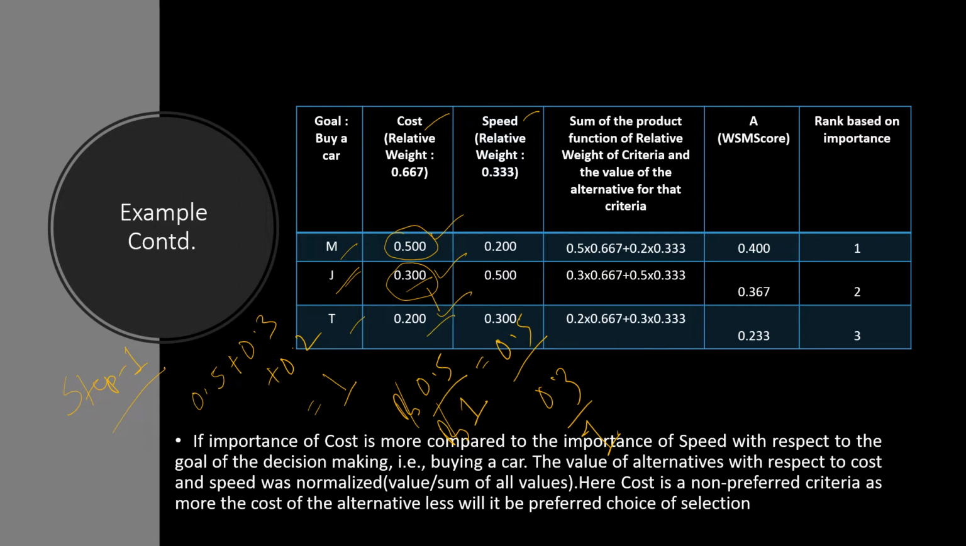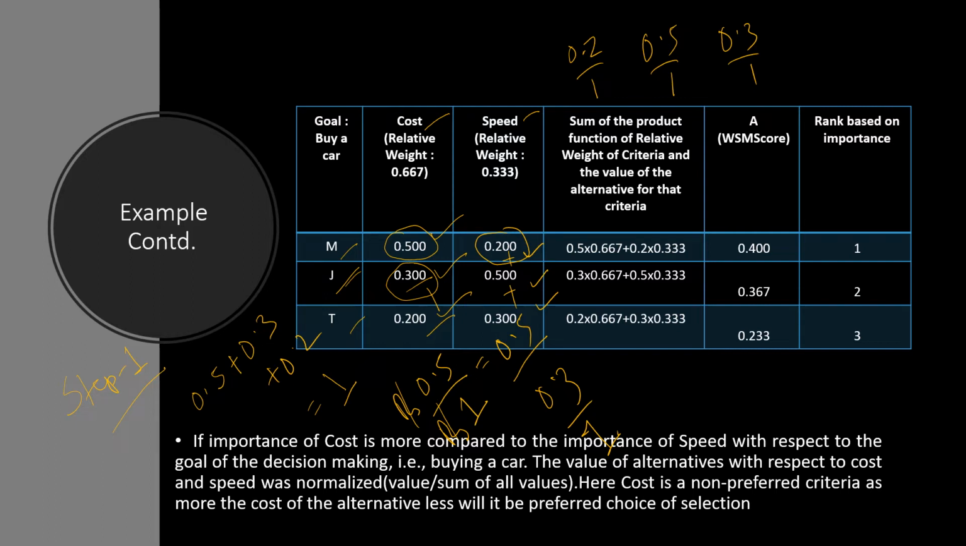And again, in case of speed, we have added these values and then divided each of the individual values by the summation. The summation of these three is again 1, and when you divide each of these individual values by 1, they remain as they are. That means 0.2 by 1 for Mercedes, 0.5 by 1 for Jaguar, and 0.3 by 1 for Toyota. Correct?